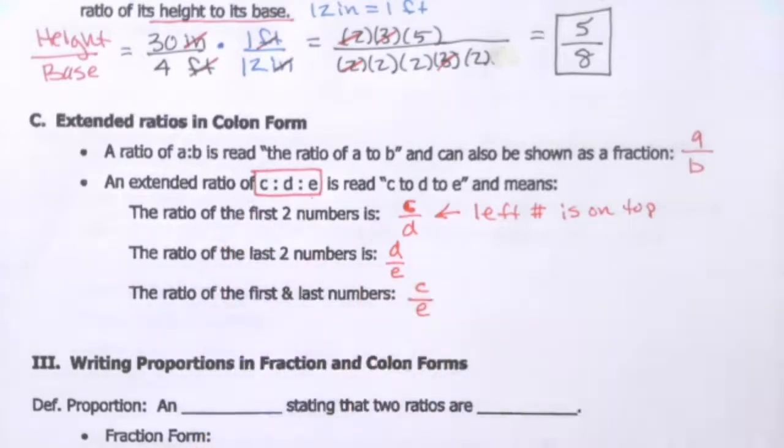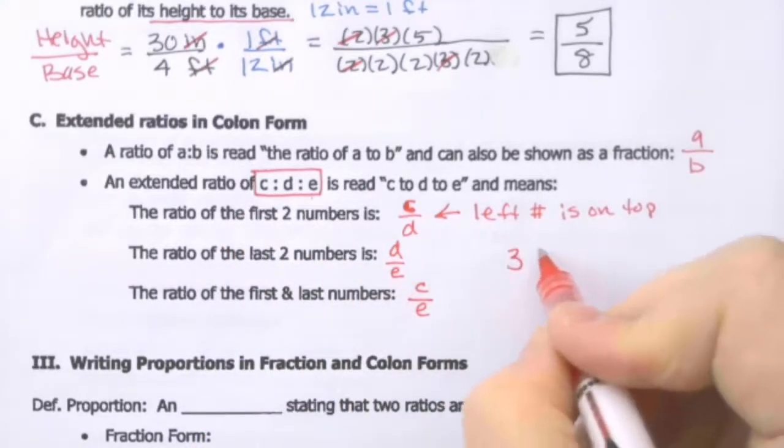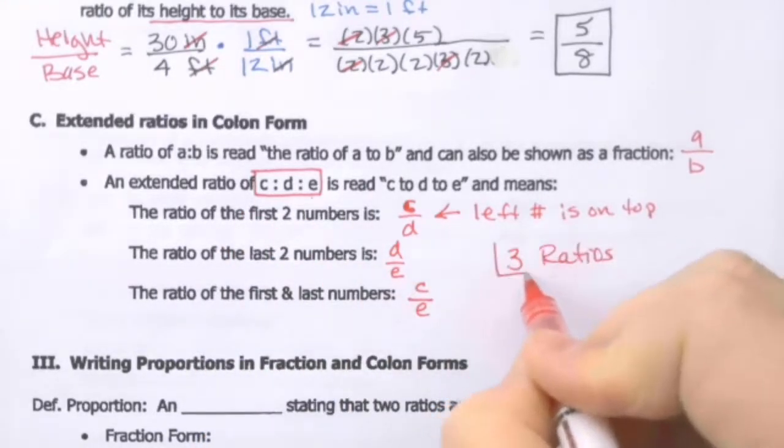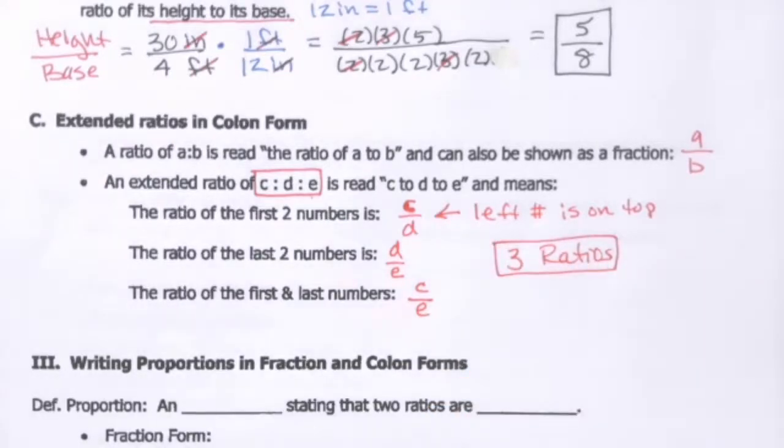So in an extended ratio, there's actually 3 ratios being shown in colon form. And that's what it breaks down to.